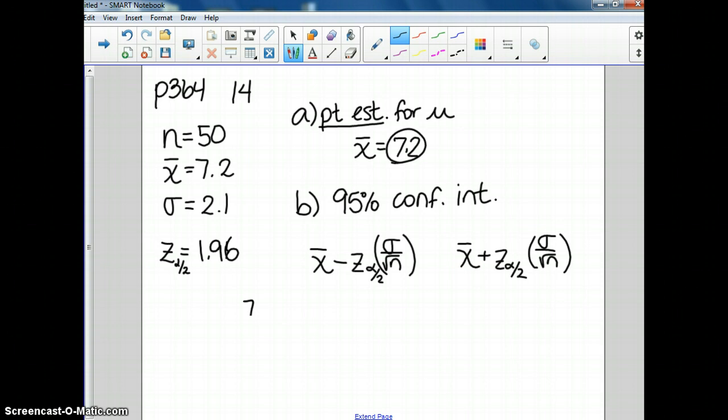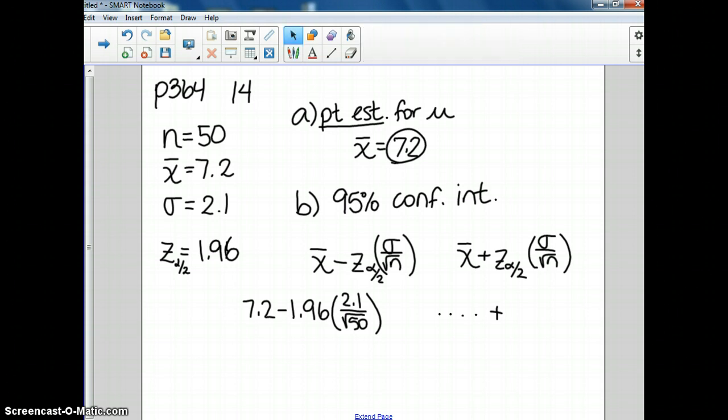So from here it's just arithmetic. 7.2 minus 1.96 times 2.1 over the square root of 50, and then we'll go back and do the same thing, adding that same expression to it. So, grabbing my calculator. Looks like we get 6.6 for the low end of our interval, and the high end is going to be 7.8.